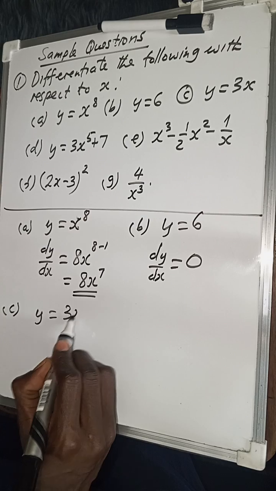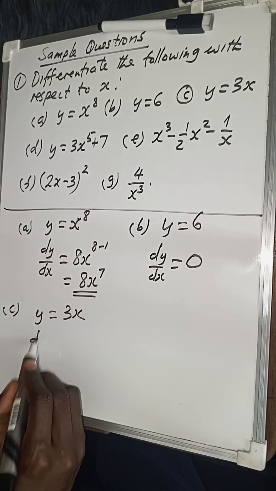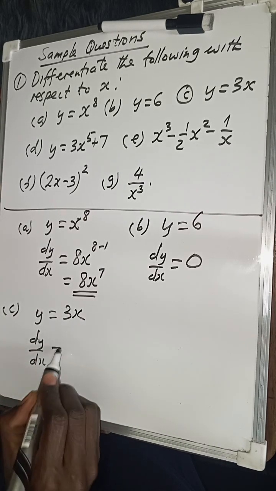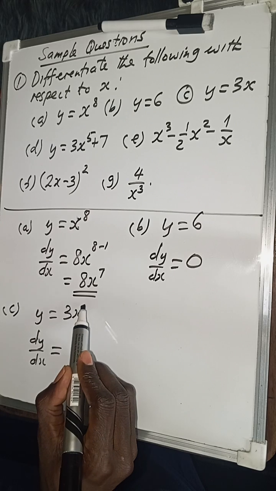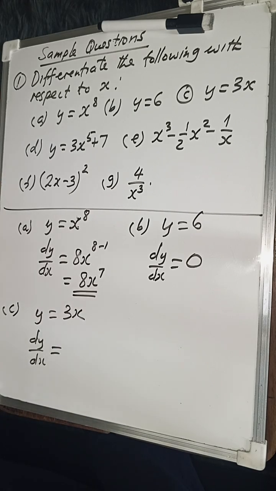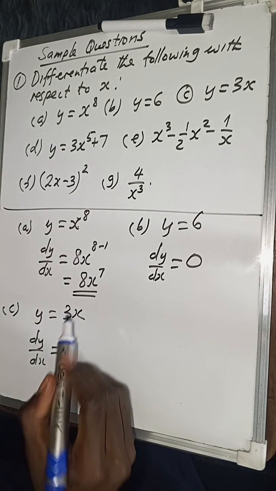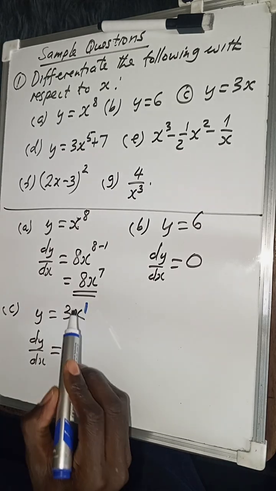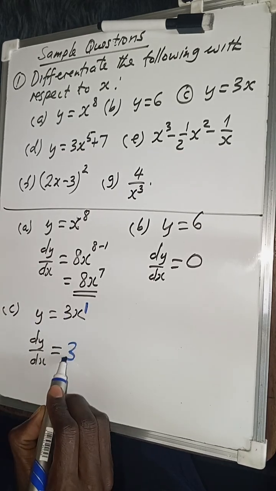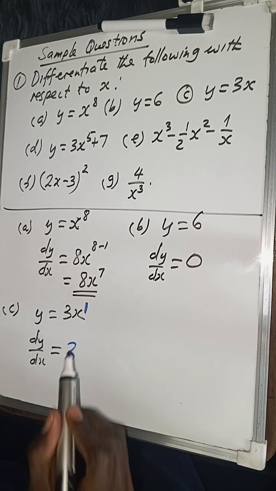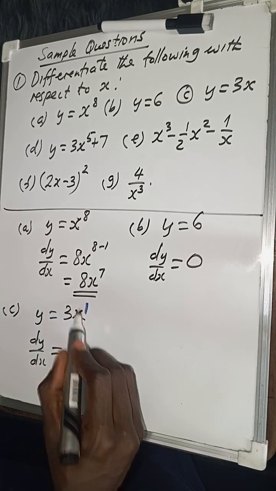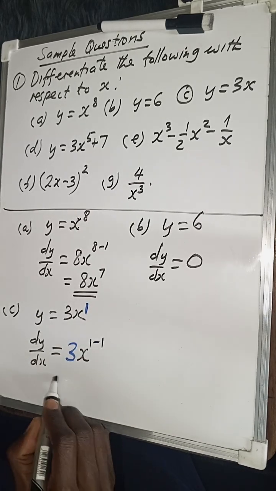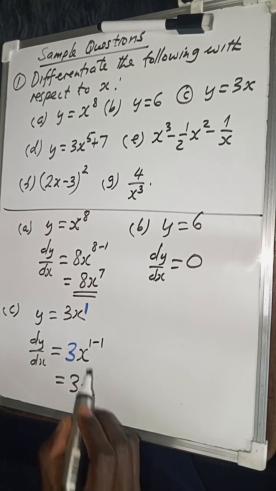What about when we are dealing with a C part there? y is equal to 3x. Of course, dy over dx will be equal to, remember, it's like you have a 1 there. So 1 times 3 will give you a 3. Then it is going to be x. What will happen to the power? It will reduce by 1. So it will be 3x.